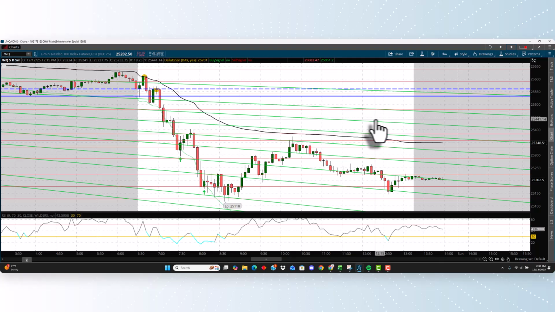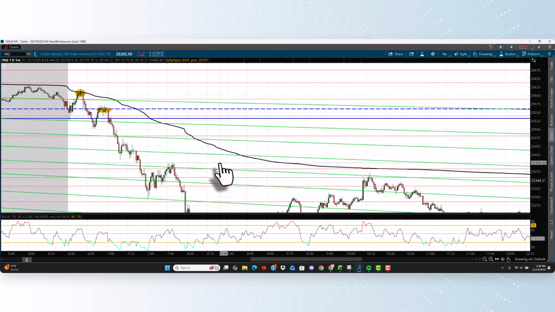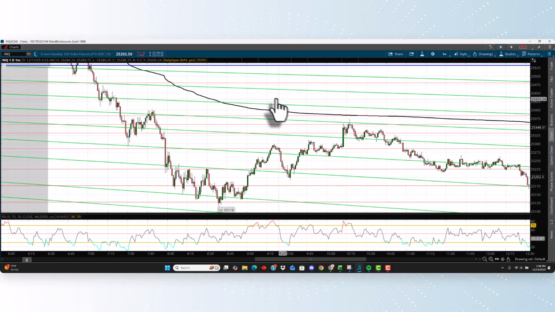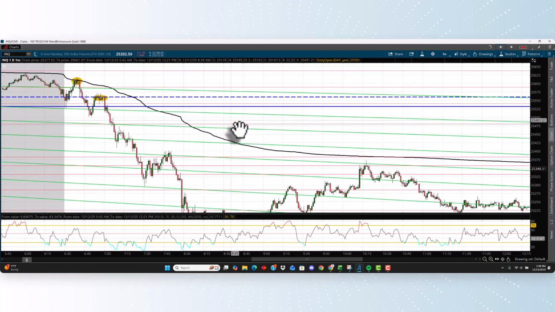Regarding the VWAP, see how the market climbed back up to the VWAP. It didn't really touch the VWAP, but it almost went up there. All right, so let's jump to the 1-minute chart and we'll analyze. Now I know there's a lot of lines here and stuff, but stay with me and we'll analyze this accordingly.